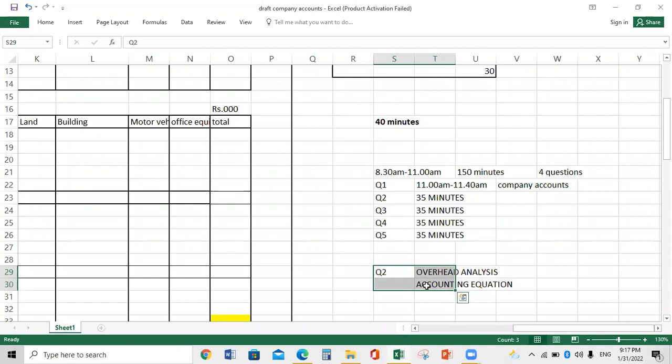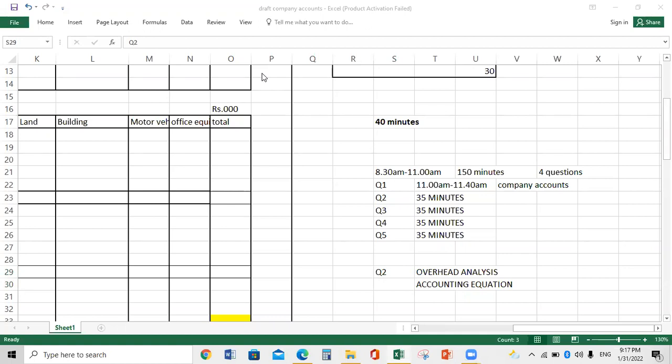Don't always have a mindset, I will do this question no matter what happens. Don't have that mindset, because you don't know, guys, in your final exam, maybe accounting equation is the most difficult question. They can make it difficult, right? In maybe one year accounting equation is easy, the other year they can make it very difficult. So don't have that mindset.